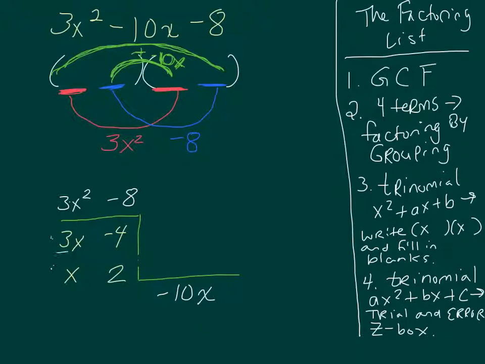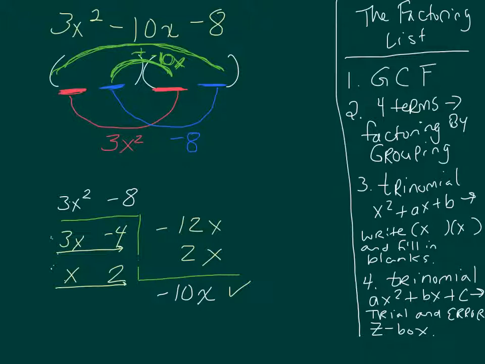Now what I want to do is multiply across and add to see if I get negative 10. So 3x times negative 4x is negative 12x, and x times 2 is 2x. Negative 12 plus 2 is what? Negative 10. It works out. It just so happened that this worked out on the first try. If it didn't work out for us, then we would just erase and try another 2 factors. But this one did work out.